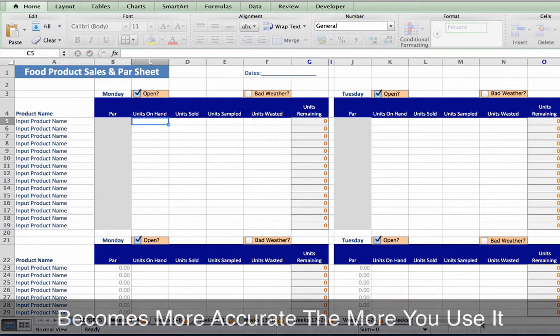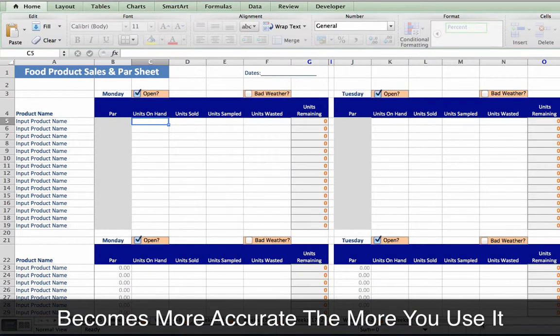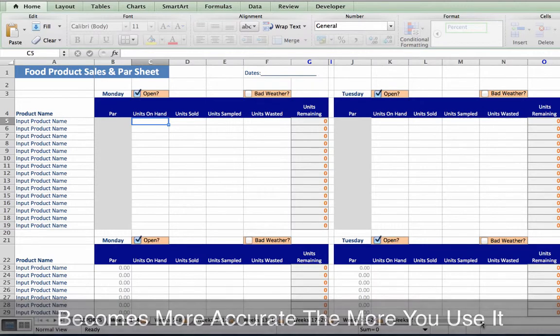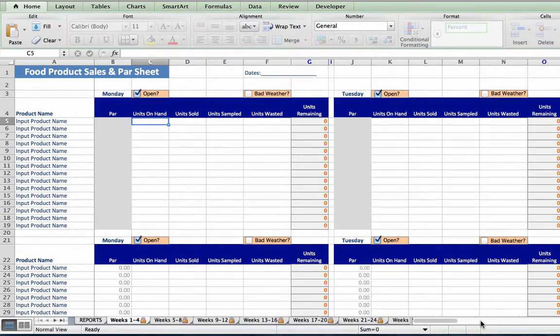One major thing to note is that this spreadsheet becomes more accurate the more you use it. The first few weeks of using the spreadsheet, it only has a few data points to pull from. But once you get to your third month or beyond, the spreadsheet now has 12 weeks of historical data it's using to make your production predictions. And those multiple data points mean that it's going to increase in accuracy.